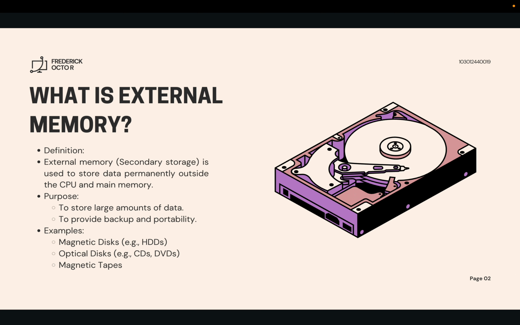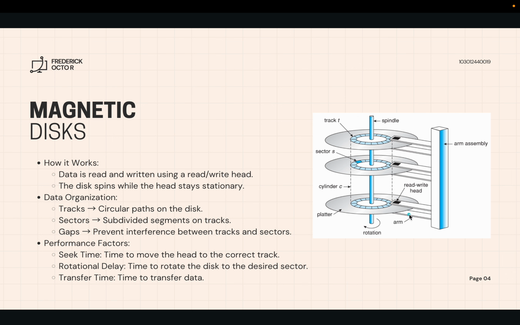Magnetic disks are a common type of external memory. Data is read and written using a read or write head, while the disk spins underneath it. Data is organized into circular tracks, which are further divided into sectors separated by gaps to prevent interference.